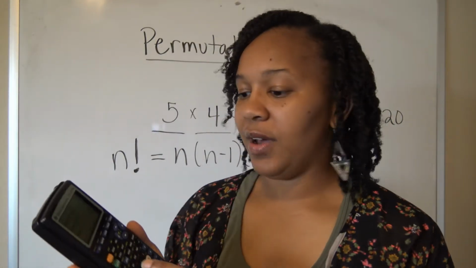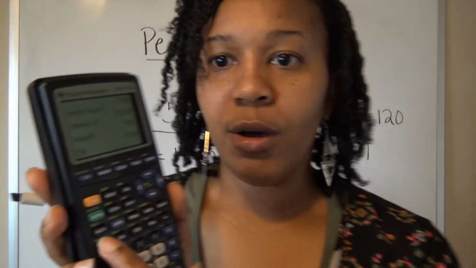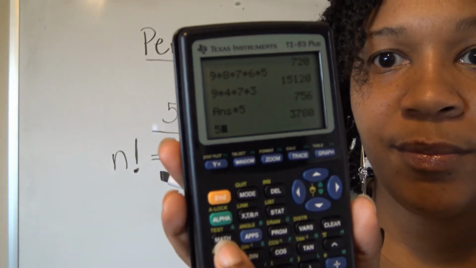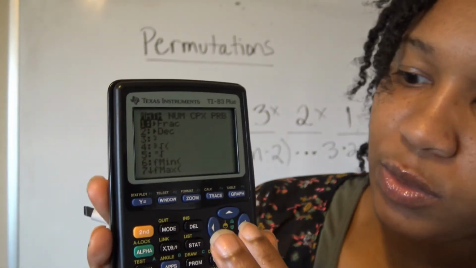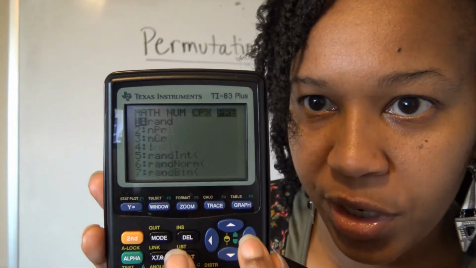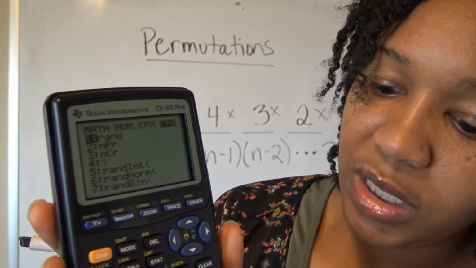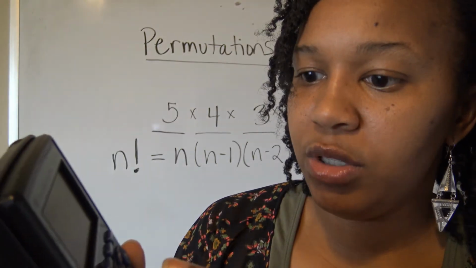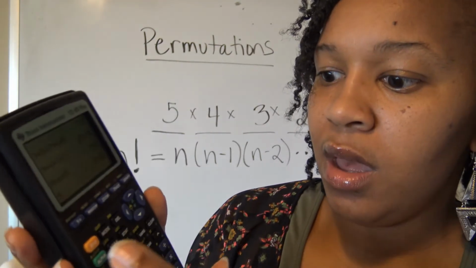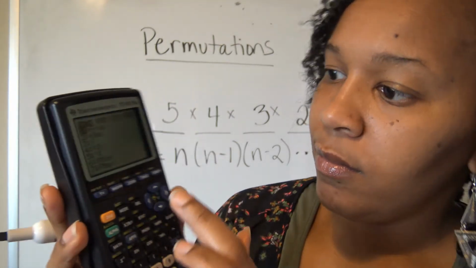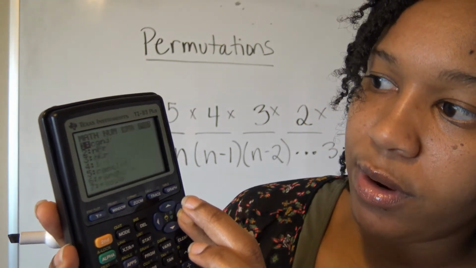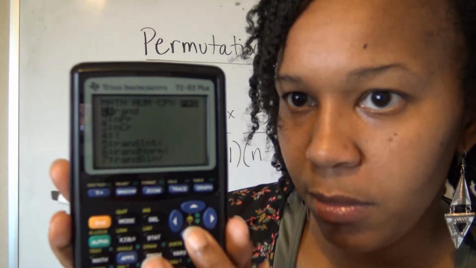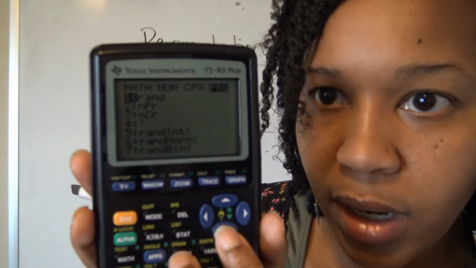So say I wanted to find 5 factorial. I'll go to the math button here. Then I will scroll over till I get to where it says PRB, which means probability. Oh, I pushed the wrong one. So I will push 5. I will go to math. I will scroll all the way over until I get to probability. I push enter, but then I want to go down to number 4.